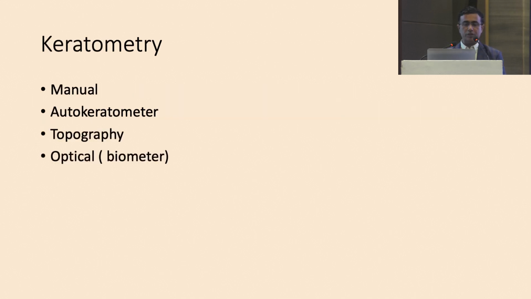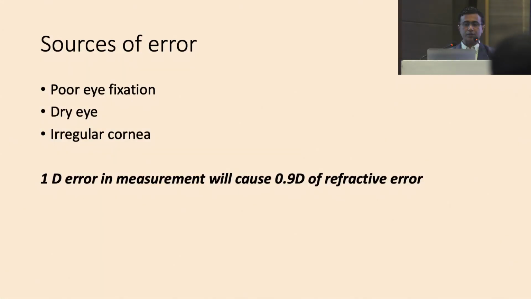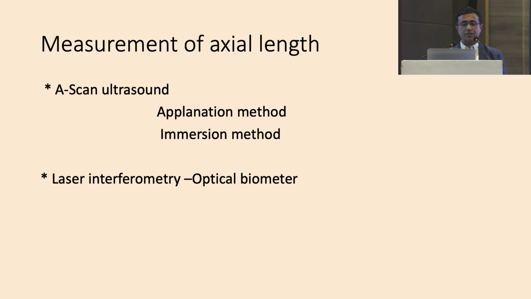Keratometry, you may consider manually, by auto keratometer, topography, or optically, but optical biometry is the gold standard nowadays. The sources of error in biometry could be poor fixation, dry eye, or irregular corneas. 1 diopter of error in the measurement will cause 0.9 diopter of refractive error post-operatively. For measurement of axial length, the present gold standard is the optical biometer. But if you don't have access to an optical biometer, you can always consider doing it by immersion scan, because that again gives an accurate reading.